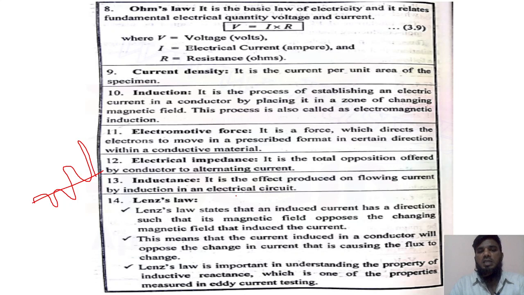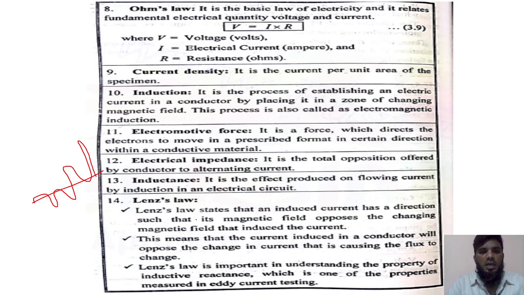Lenz's law. Lenz's law is nothing but, when an object is breaking the electric field or magnetic field, because of the breaking, it will get magnetized or electrized. Generally it is said to be magnetized. When it becomes magnetized, there will be a generation of current which tries to oppose the magnetic field which is already present. So this is called Lenz's law.